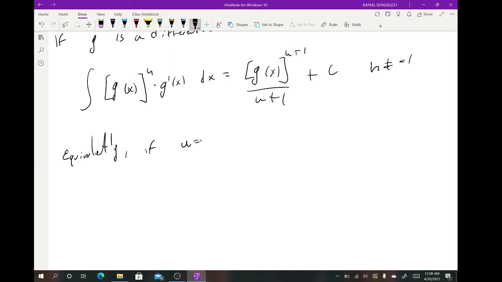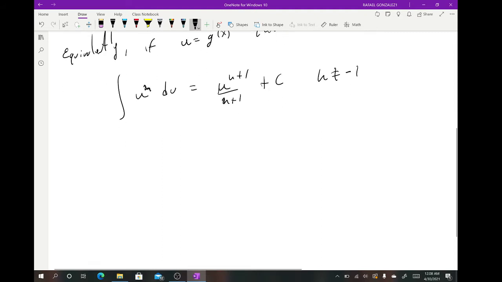Equivalently, if we use a substitution u equals g of x, then we have the antiderivative of u to the n du equal to u to the n plus 1 divided by n plus 1, plus c. Again, so long as n is not equal to minus 1. Okay, so let's see some examples of this. It's a pretty neat rule.